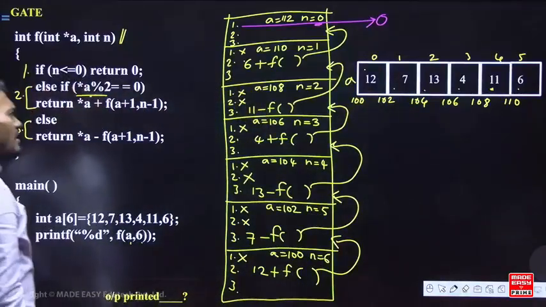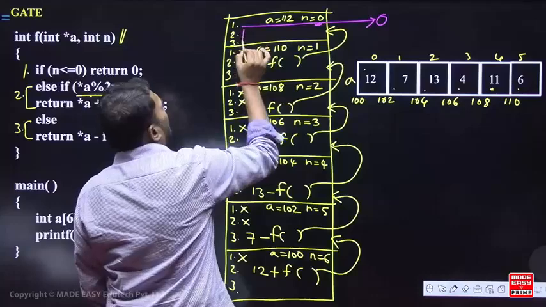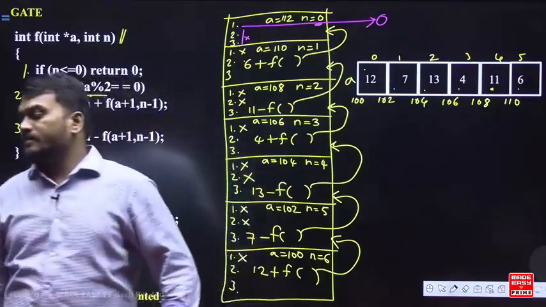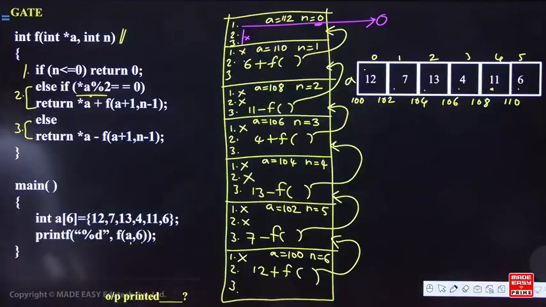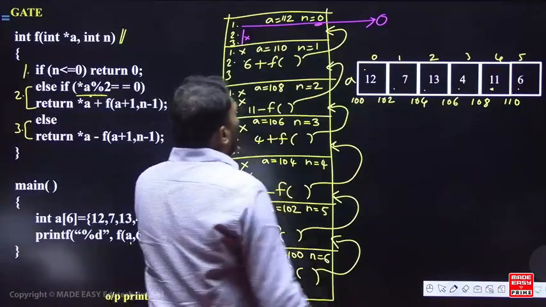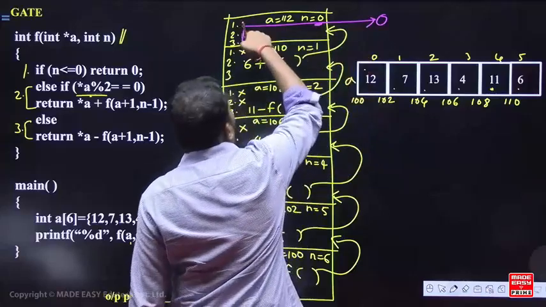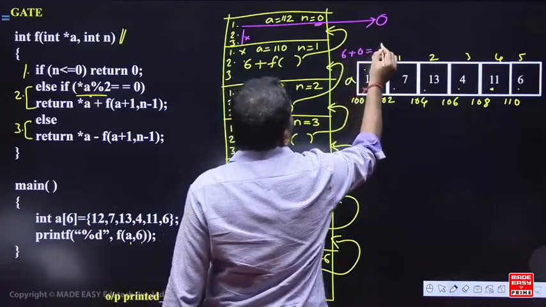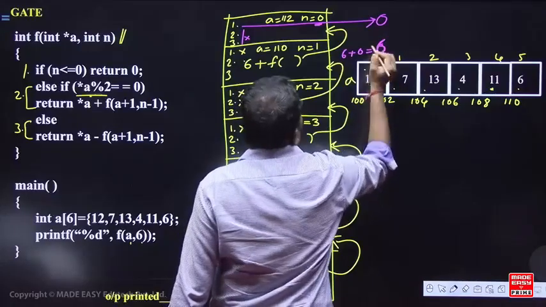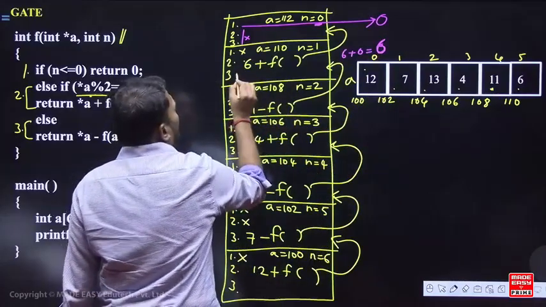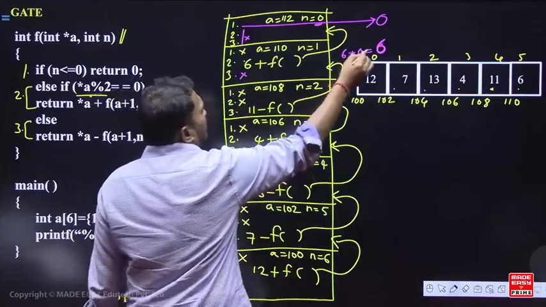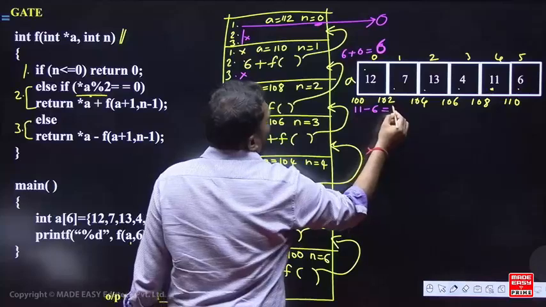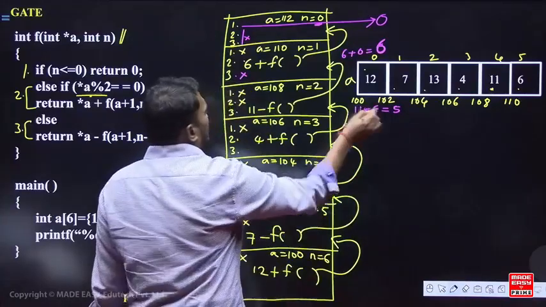So when that is returning 0, these two statements are not executed. Return means coming out of the activation record. So these two statements are not executed, and 0 will come here. So this becomes 6 plus 0, which is 6. Since we returned from the second statement, the third will not run. So that 6 will come here, and this becomes 11 minus 6. 11 minus 6 is how much? 5. So this 5 will come here.